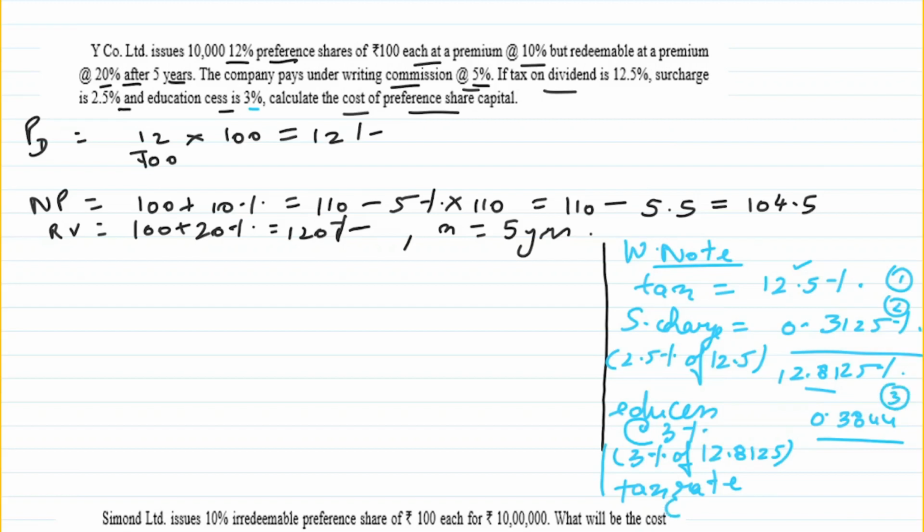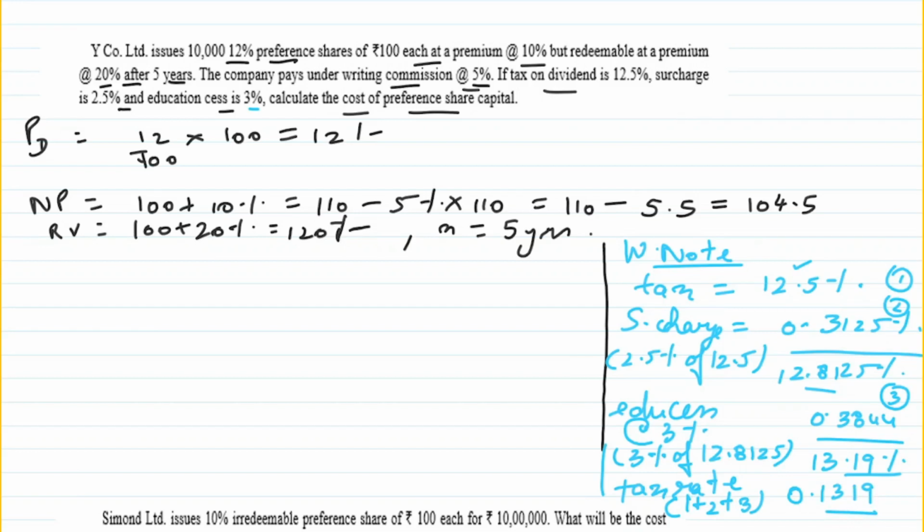So if you just simply add this 1 plus 2 plus 3, our value will come out to be 13.19 in terms of percentage, right? Or if we divide this by 100, we can simply consider this as 0.1319. So this is the tax rate that's supposed to be paid by the company on the preference share dividend.